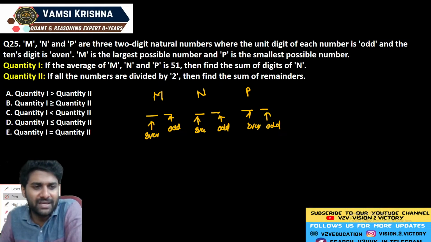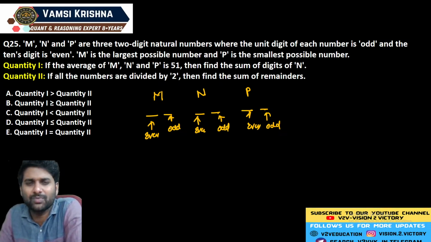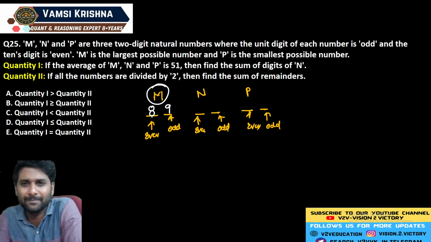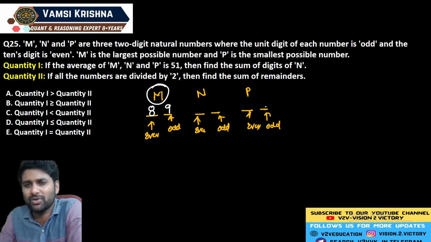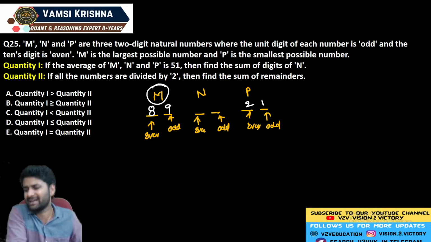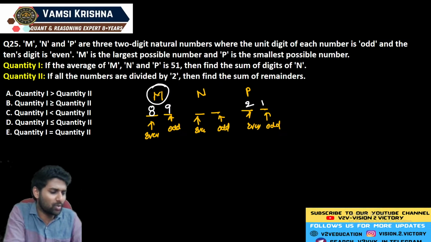They have already clearly mentioned that M is the largest possible number. So M is the largest possible number, meaning the largest odd number is 9 and the largest even number is 8. Now it is 89. And P is the smallest possible number. The smallest odd number is 1 and the smallest even number is 2. So we will get the smallest and highest numbers according to the data. Now go through the quantities here.